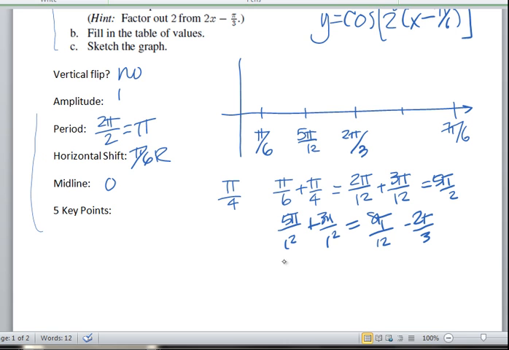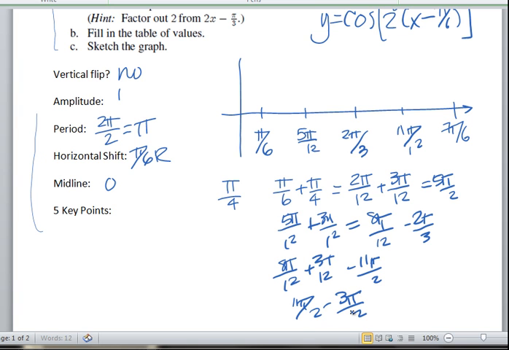Okay, then I take that 8 pi over 12, and to that I add 3 pi over 12, which gives me 11 pi over 12. And so 11 pi over 12 goes here. Then I take that 11 pi over 12 and add another 3 pi over 12, and that is 14 pi over 12, which simplifies to 7 pi over 6. So I did that correctly. Now I'm ready to draw in my graph.